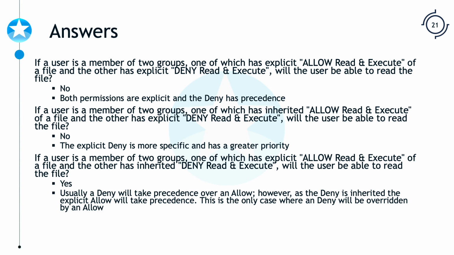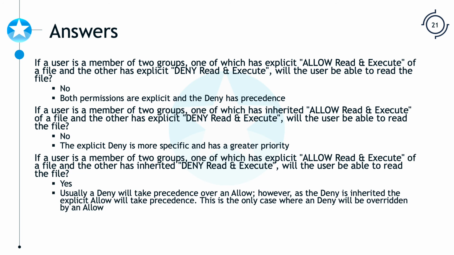All right, let's take a look at these questions. Question 1, user is a member of two groups. The first gives me an explicit allow. The second group is an explicit deny. Can I read the file? Of course, the answer here is no, because if we have two explicit, the explicit deny is going to win.